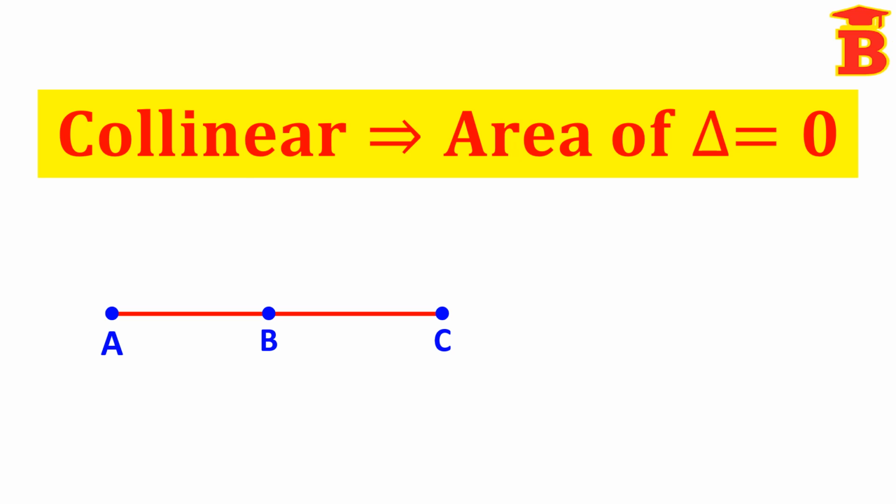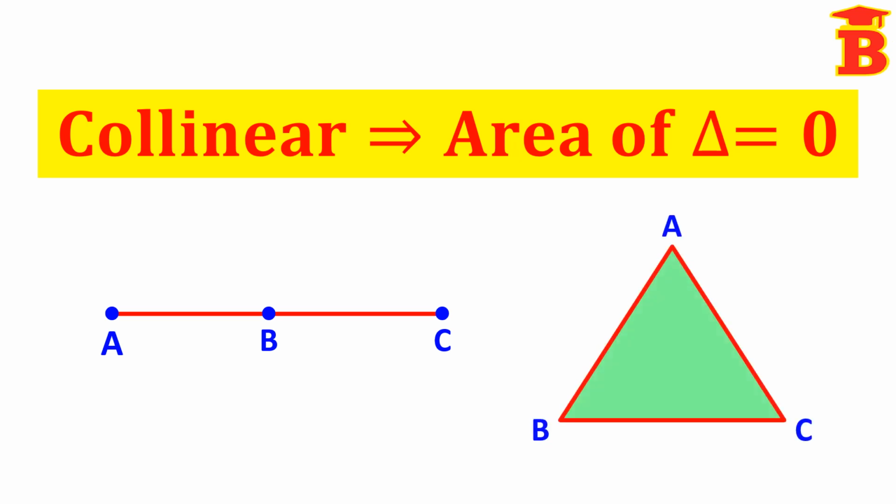And this implies area of triangle 0. We know the triangle shape and consider ABC triangle. In collinear, we cannot form a triangle. So this area is 0.